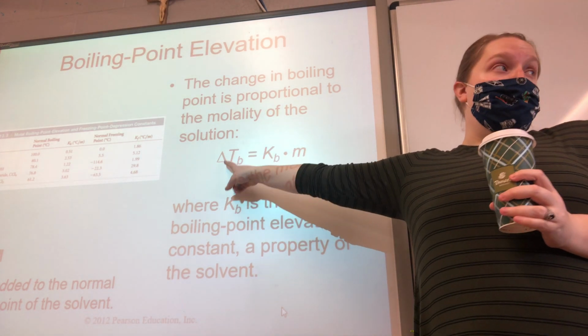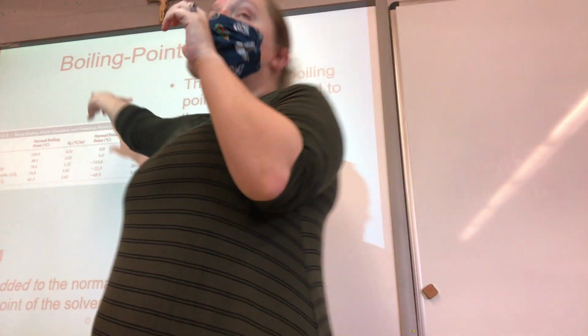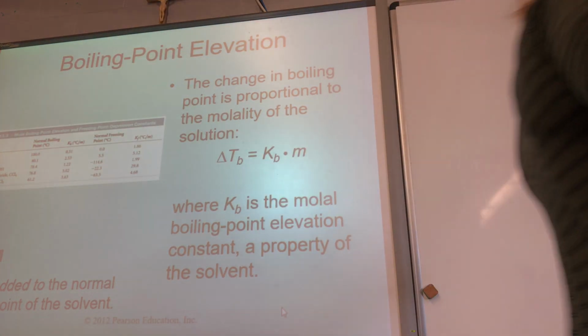This would be the change in the boiling point from its normal boiling point. Good question. And yes, since these are constants, you'd have to get them from tables, and you can see one that we've got in your book. Yep.